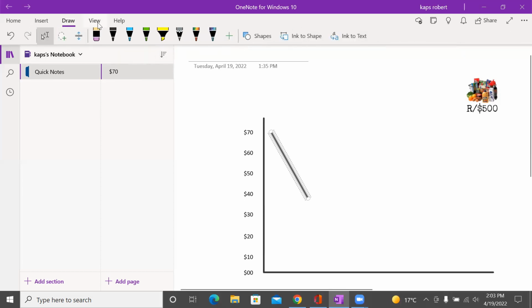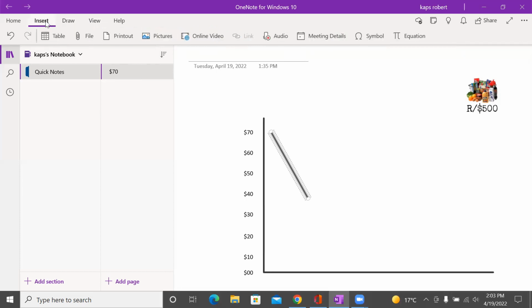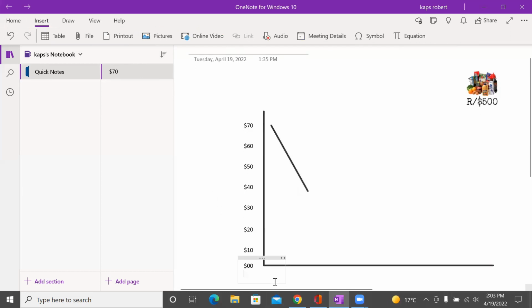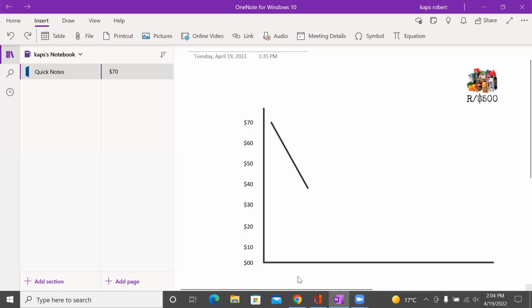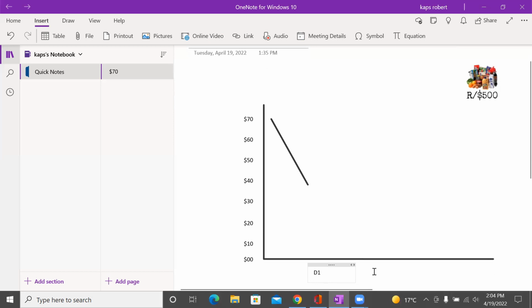I'm not used to using this tool. Let me say day one. This is day one, day two here, day three here, day four. I want us to use only 5 days. I don't want to use many days.